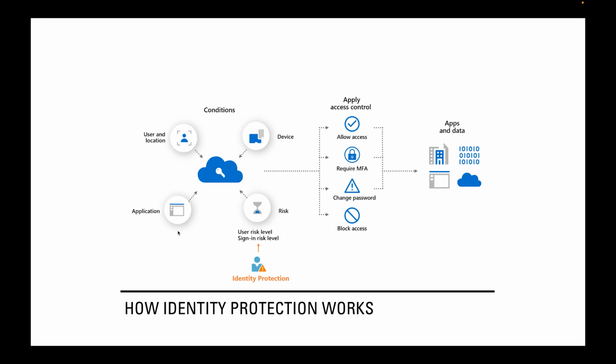So how does identity protection work? This diagram here that I've got from Microsoft is depicting how identity protection works. You have certain conditions, and those conditions can be a user and location.